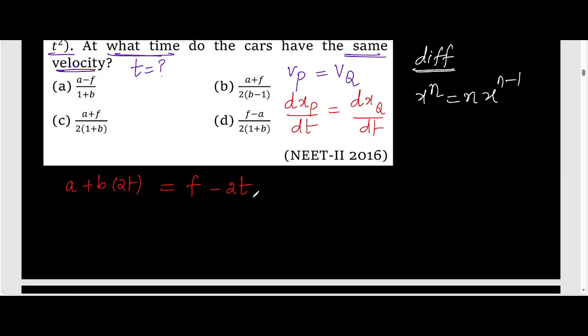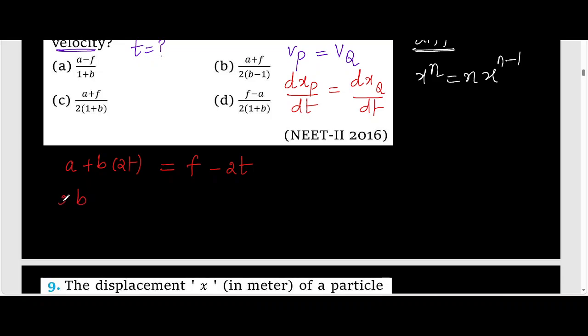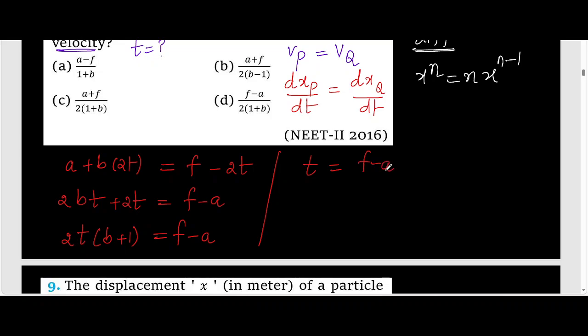You have to find the time, so take T as the subject. Get this 2BT to this side, so 2BT plus 2T is equal to F minus A. So take T outside and 2 outside. What will you get here? 2T is common, B plus 1, equal to F minus A. Now what is T here? It is F minus A upon 2 into B plus 1 seconds. So this is the time. So where is this answer, in which option? F minus A by 2 into 1 plus B. It is in option D.